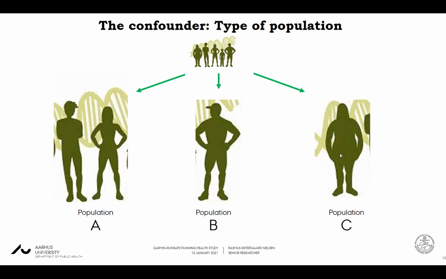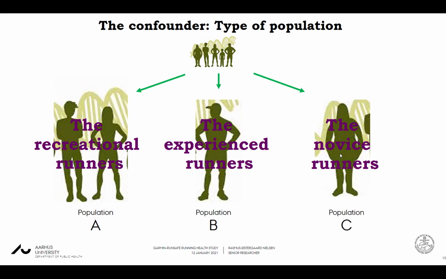So the confounder is 3 different types of populations, population A, B and C, or we could frame them otherwise. A is the recreational runners, B are the experienced runners, and C are the novice runners instead.